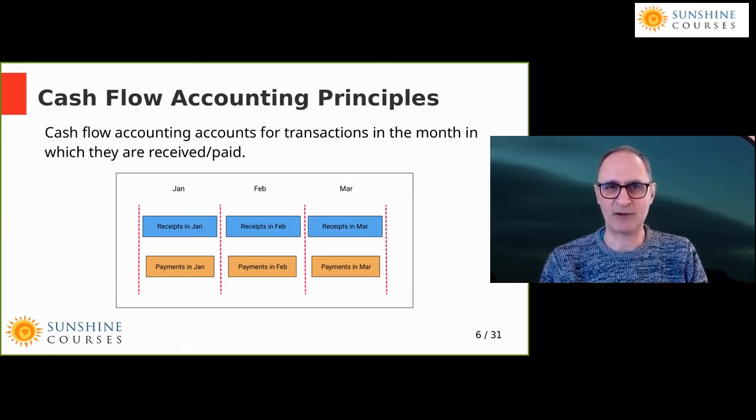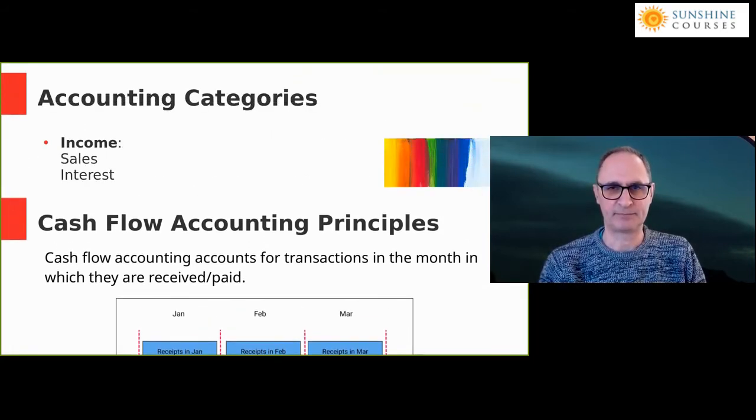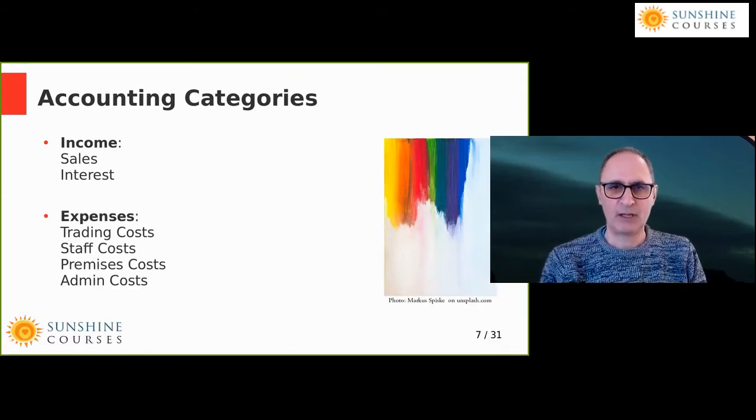So the basic principle of cash flow accounting is we account for transactions in the month in which they're received and paid. But when we say account for them, we've seen these slightly higgledy-piggledy receipts and payments. We need to put them in some type of meaningful order. And the way in which we put them in a meaningful order is that we categorize accounts in a way that's meaningful. So the way we categorize accounts will always distinguish income from expenses. And with our income, typically, we'll have sales and we'll have interest. Those are the type of accounting categories we want to know about.